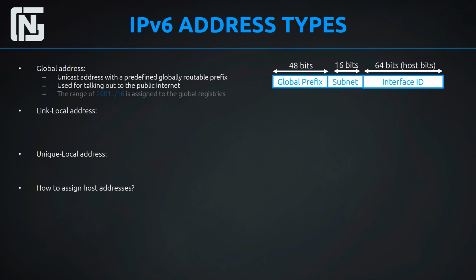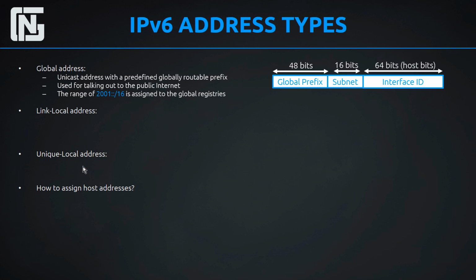It's used for talking out to the public internet, and it starts with a range in the 2000s. Now, the 2001 with a /16 mask is what is being assigned from IANA to the global internet registries who hand out these IP spaces to the different internet service providers. So they're handing out these, so a global address will always start with 2001 for the time being. So anytime you see 2001, you know that's a globally routable IPv6 address called a global address.